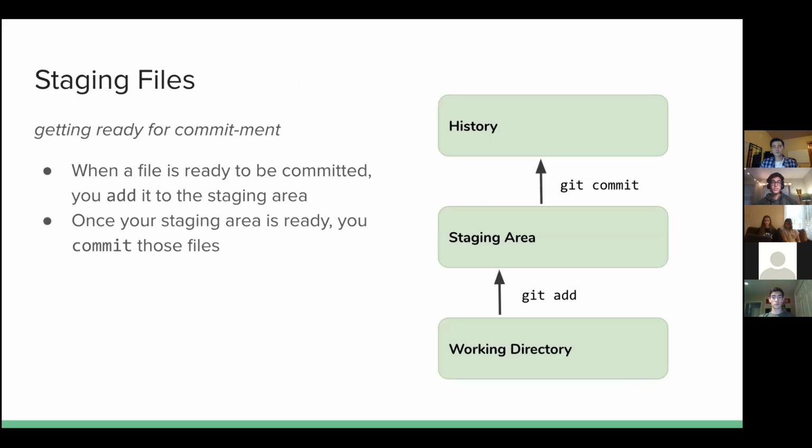So actually getting ready for committing files, first you have to stage them. And this is done through git add, which takes files from your working directory and puts them into the stage directory. That's basically telling Git, hey, I'm about to commit these. So once you've staged all your files, then you actually commit them and it's history from there.